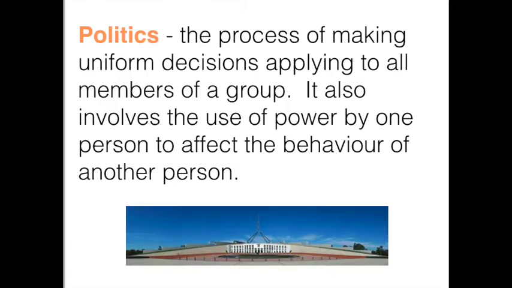The final word I'm going to look at in this chunk is politics. There are a number of different definitions for politics, but the definition that I really like for this module is the process of making uniform decisions applying to all members of the group. It also involves the use of power by one person to affect the behaviour of another person.